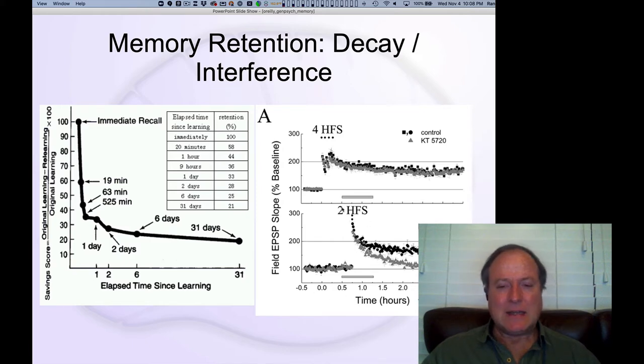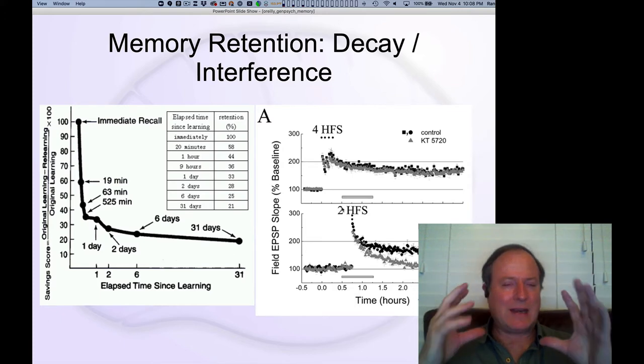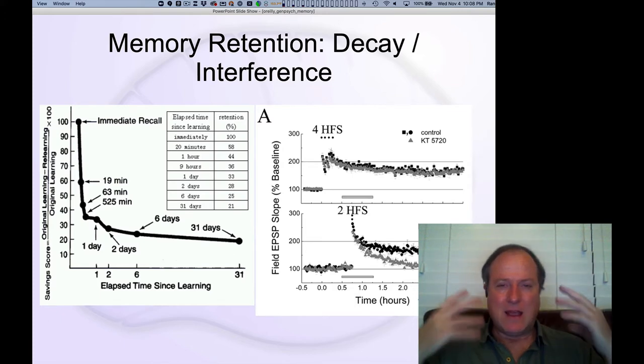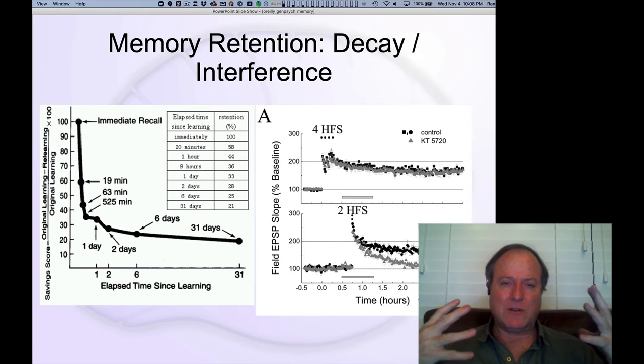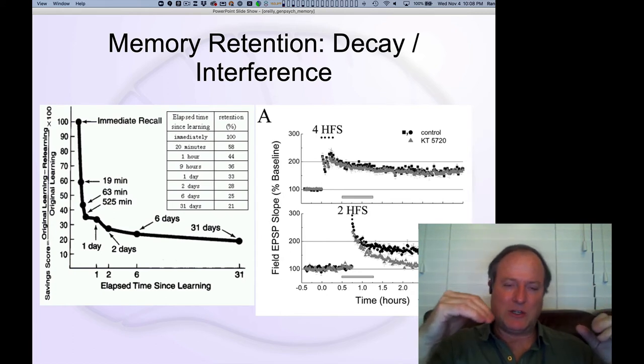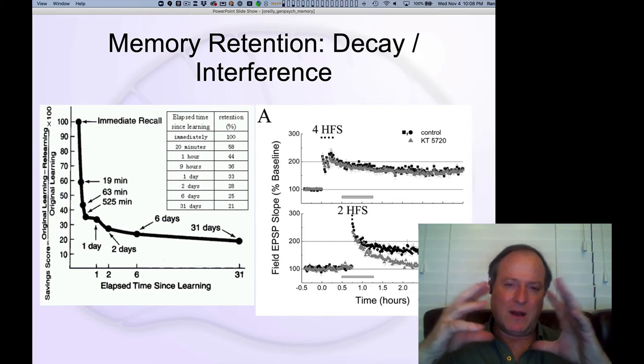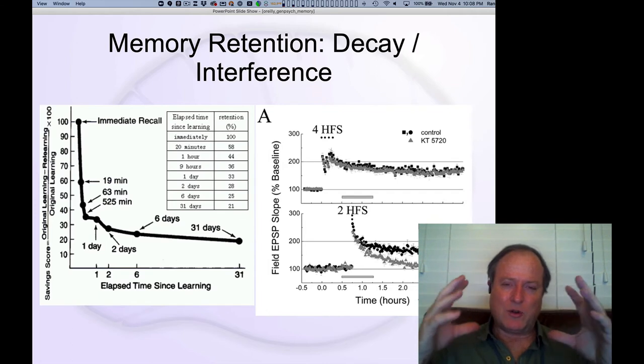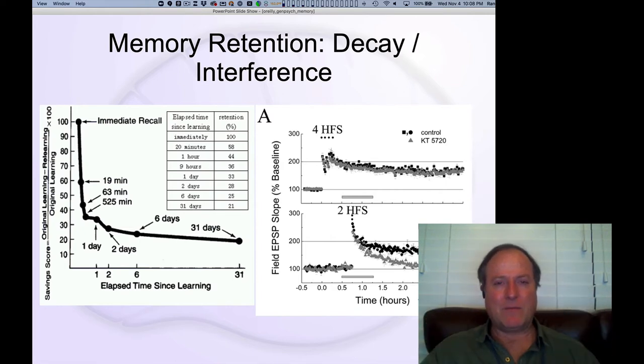And so this indicates that the synapses have a short-term decay process, okay? When we first learn something, those AMPA receptors that are changing have a tendency to stay put for a short period of time. And then, if you have this protein synthesis dependent process, that will stabilize them. And once things are stabilized, they stay pretty stable over a relatively long time period.